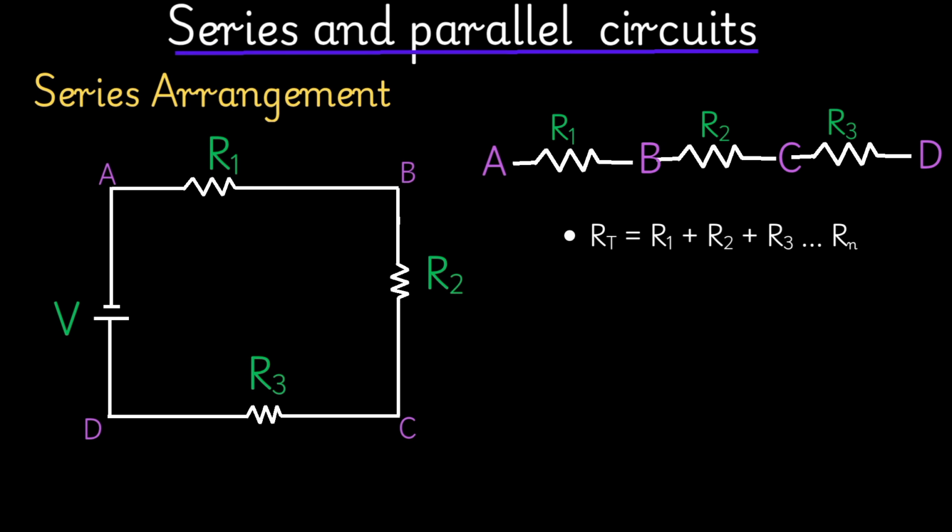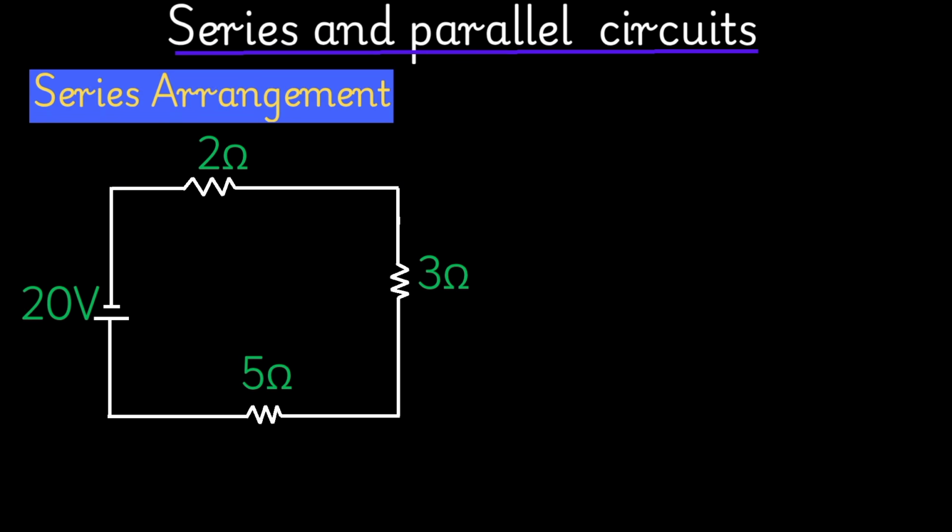Now for a series arrangement, the total resistance is given by R1 plus R2 plus R3 up to Rn. Now another thing that is very important that we must master under series arrangement is that the current in a series arrangement is normally the same, but the voltage divides. Now let us look at an example for this.